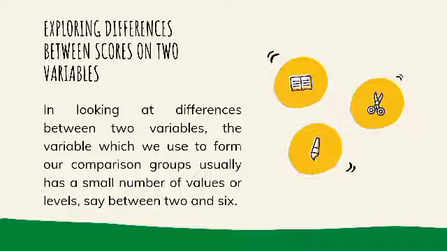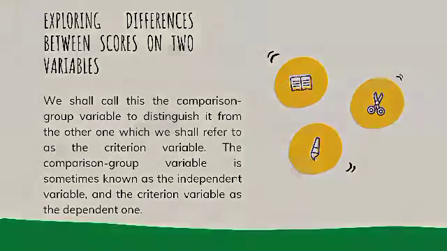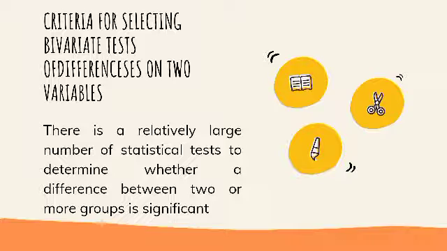So, in looking at difference between two variables, the variables which we use to form our comparison group usually has a small number of values or levels, say between 2 and 6. We shall call this the comparison group variable to distinguish it from the other one which we shall refer to as the criterion variable. The comparison group variable is sometimes known as the independent variable, and the criterion variable as the dependent one. There is a relatively large number of statistical tests to determine whether a difference between two or more groups is significant.